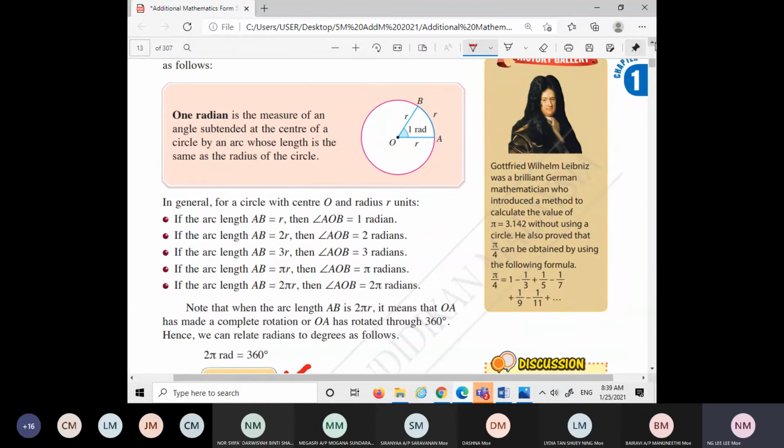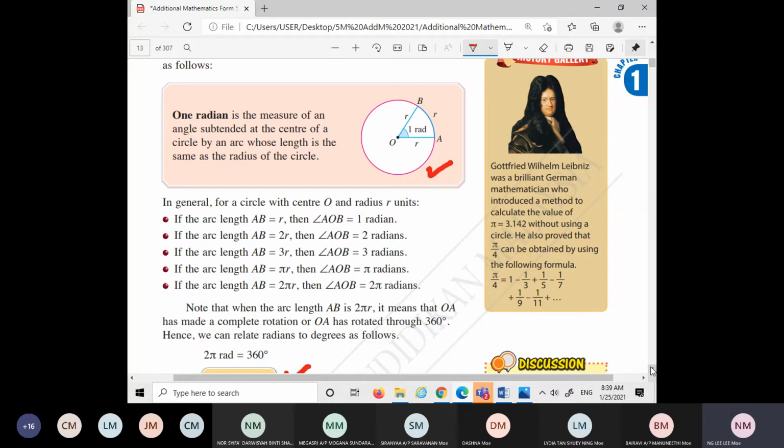Second thing, what is the meaning of 1 radian? This one you're going to draw. What's the meaning of 1 radian? When the arc length is equal to the radius, this angle we call 1 radian. Okay, I hope it's clear.